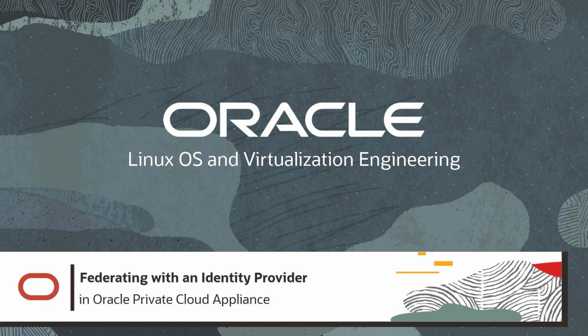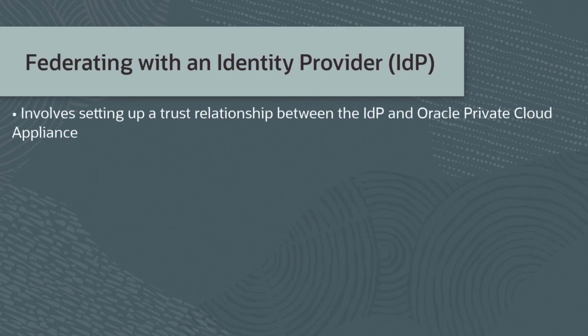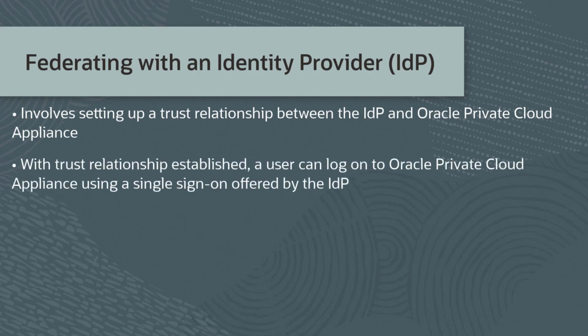In this video, I'll discuss federating with an identity provider and demonstrate how to add an identity provider in Oracle Private Cloud Appliance. Federation involves setting up a trust relationship between the identity provider and Oracle Private Cloud Appliance. When an administrator has established this relationship, a user can log on to Oracle Private Cloud Appliance using a single sign-on offered by the identity provider.